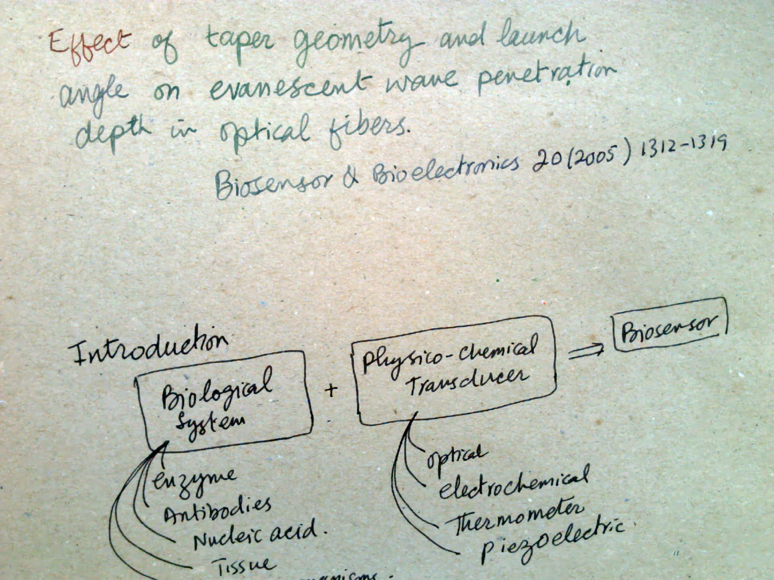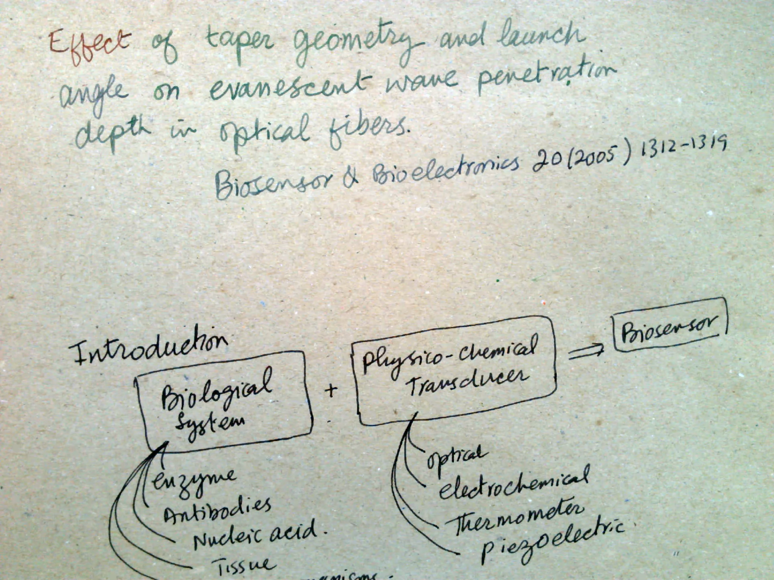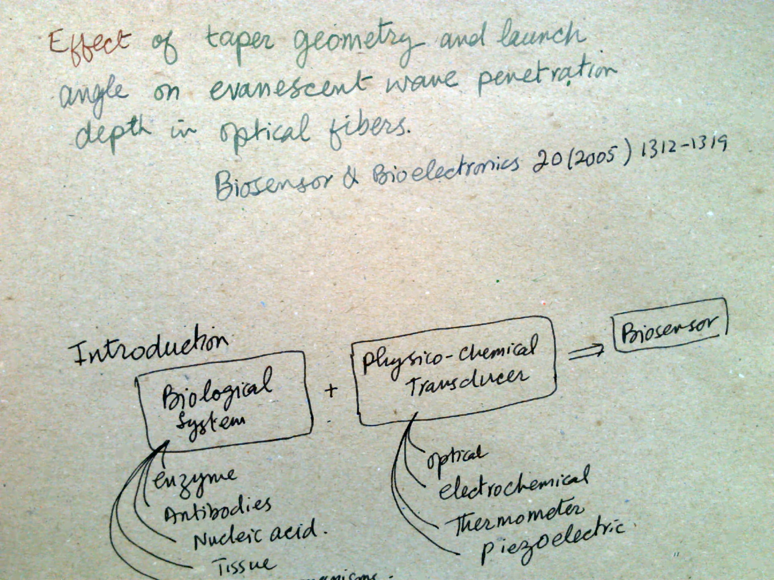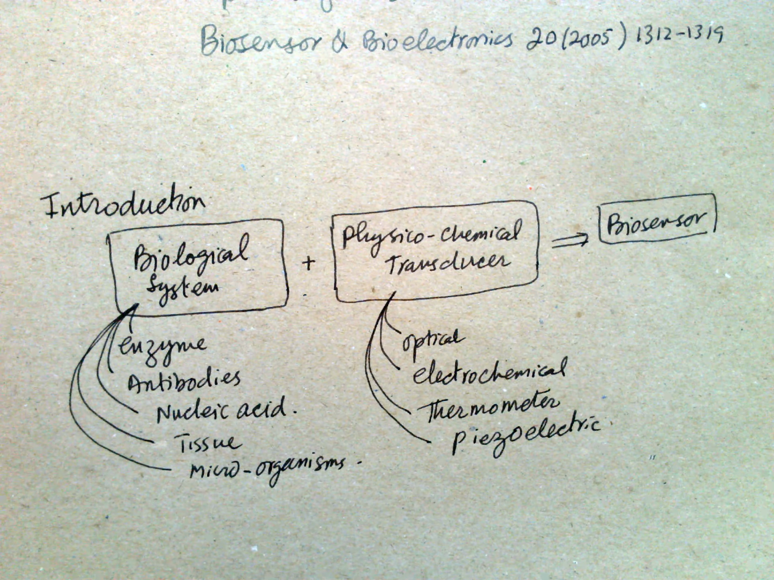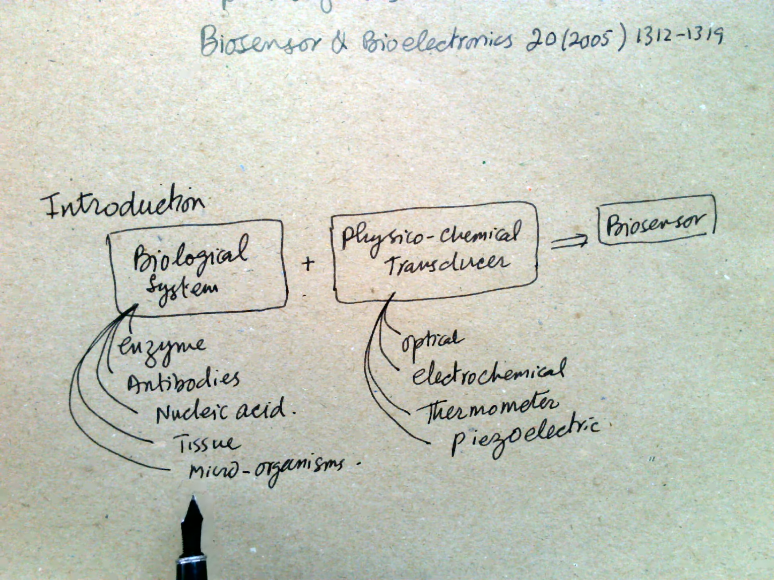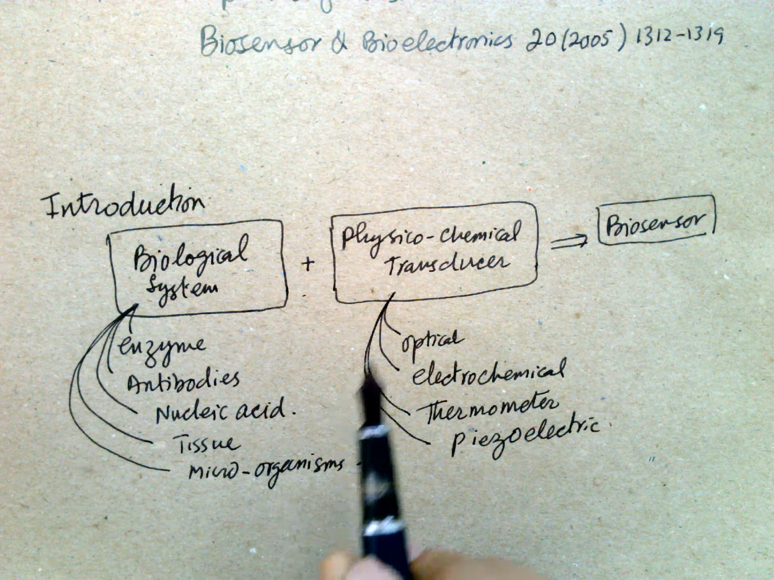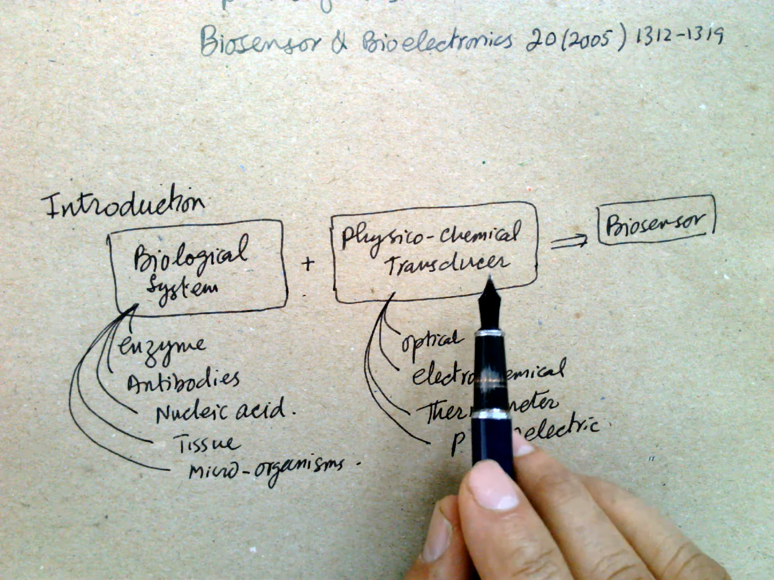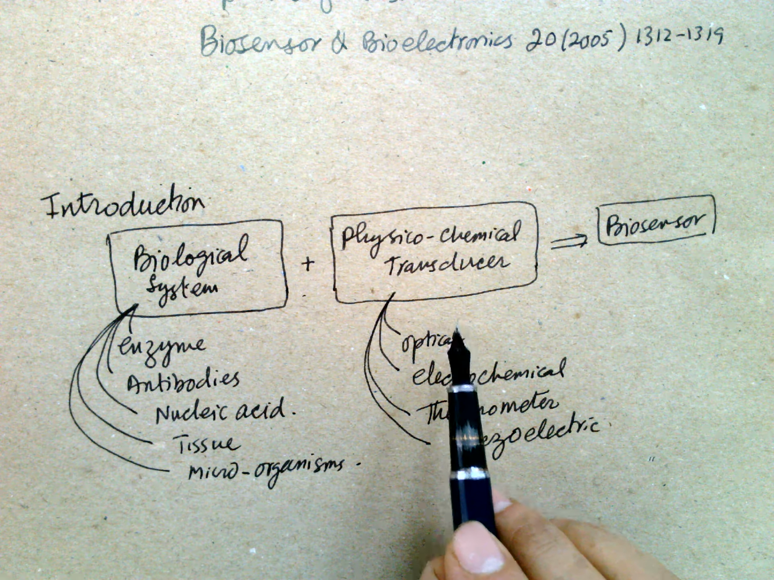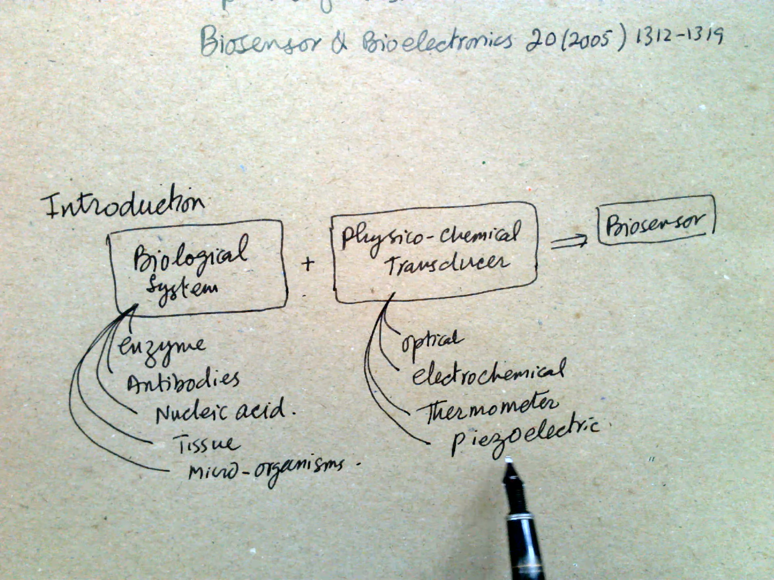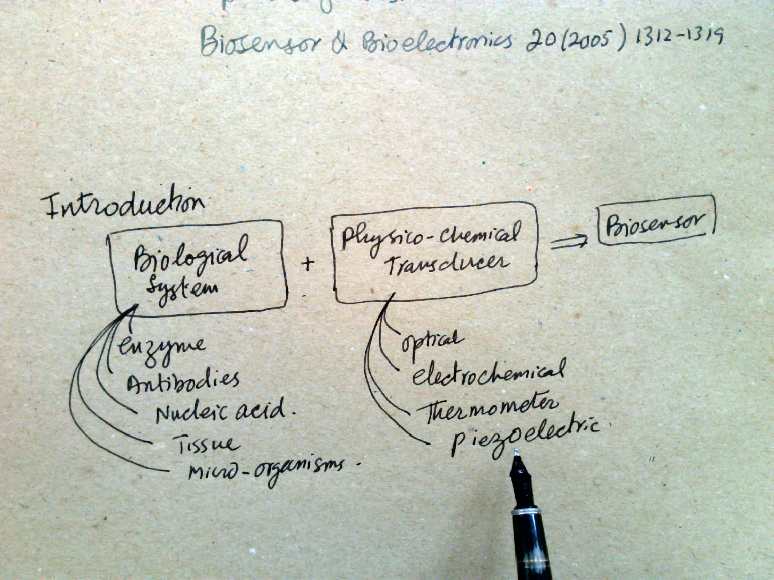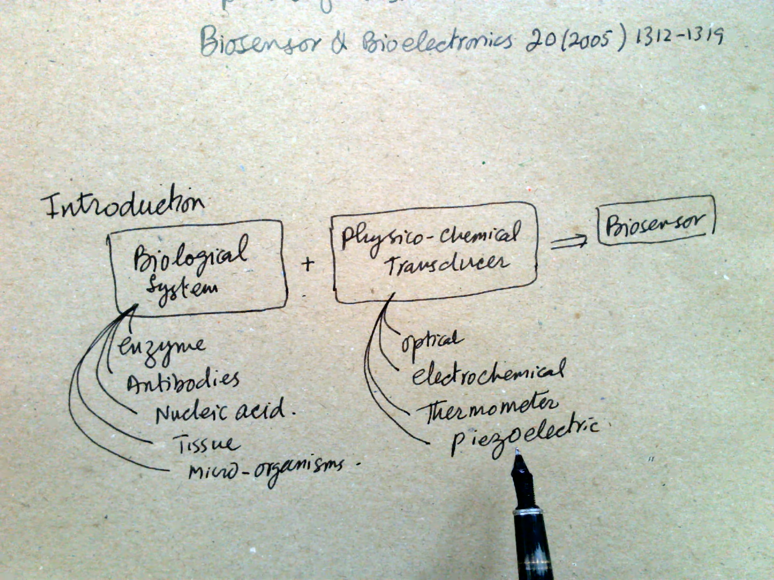Hello. The effect of a taper geometry and the launch angle on evanescent wave penetration depth in optical fibers. Biosensors and Bioelectronics, 2005. Introduction. Biological systems such as enzymes, antibodies, nucleic acids, tissues, and microorganisms are combined with physicochemical transducers, in the optical, electrochemical, thermometric, or piezoelectric domain. So this combination of a biological system plus a transducer is a biosensor.